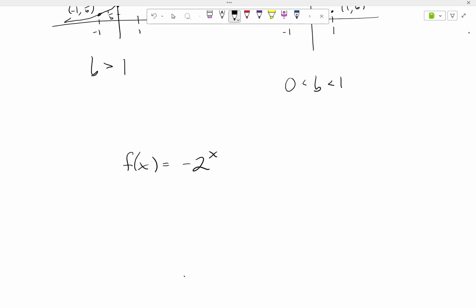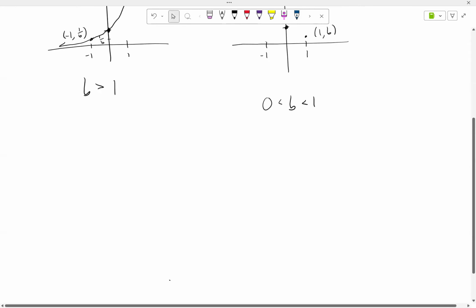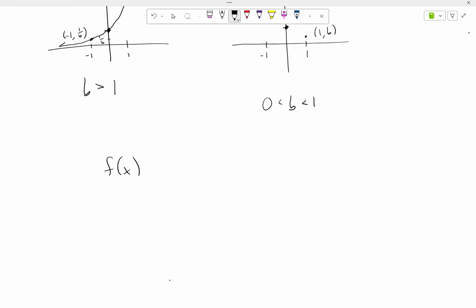5 more seconds. Is this okay? What does that negative do? It reflects over the x-axis. So that's fine. The base is still positive, but that would just be a reflection. I'm going to talk about one more function, then I'll give you some time to do some work. f(x) = a times b to the x.